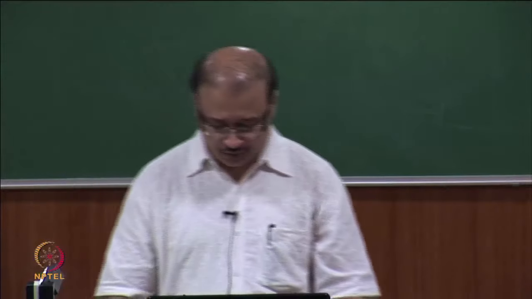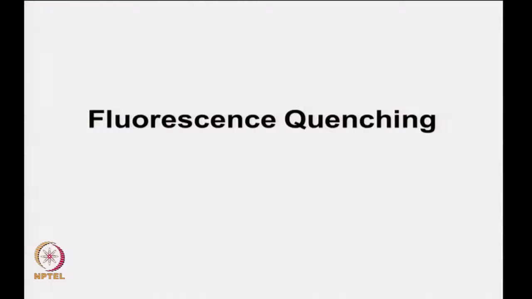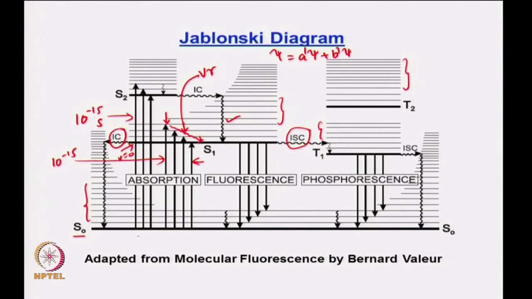Today's class. The topic we are going to discuss today is fluorescence quenching, but before we go into the topic, let us look at what we have covered in the last class, just a quick recap. So, we started with the Jablonski diagram because we are talking about fluorescence, right?